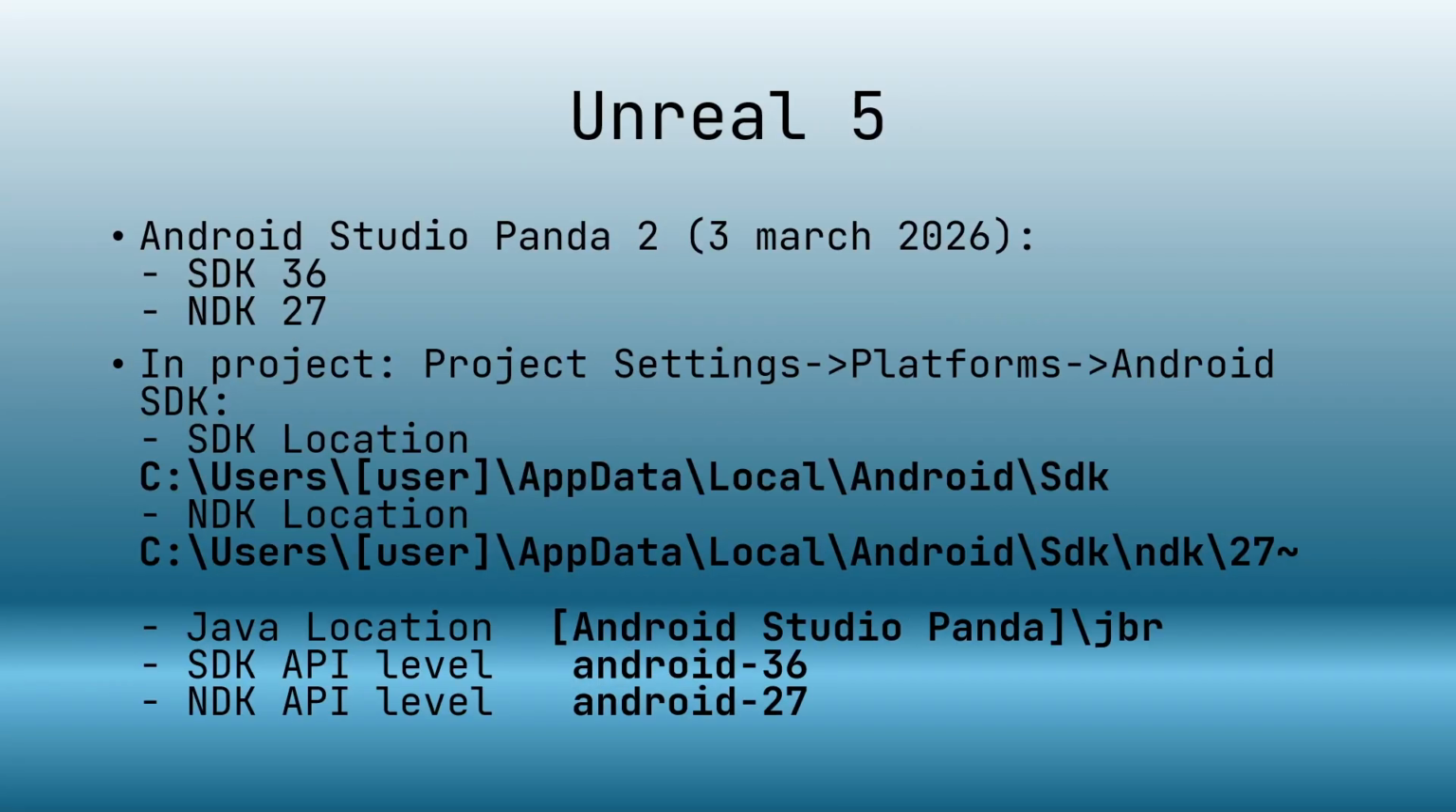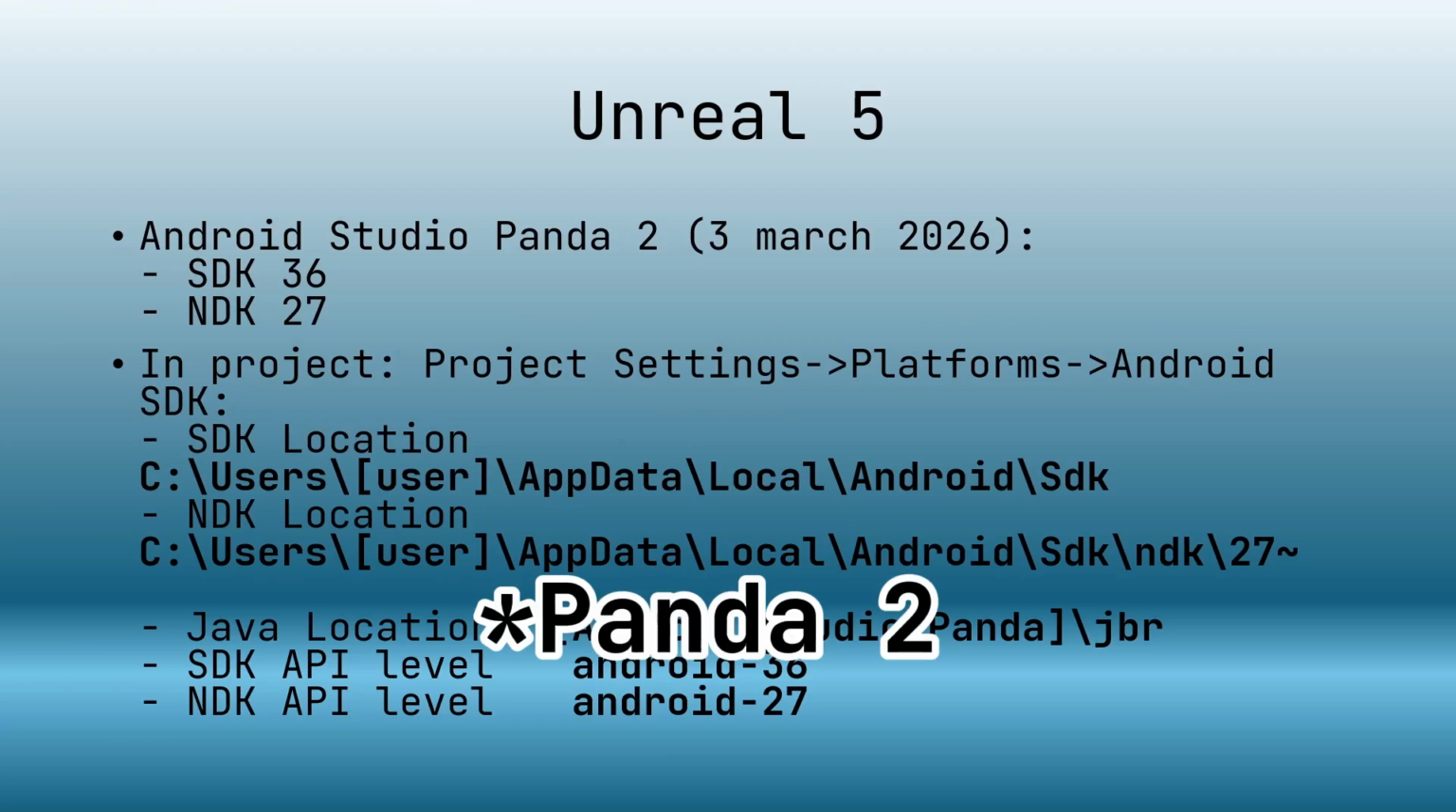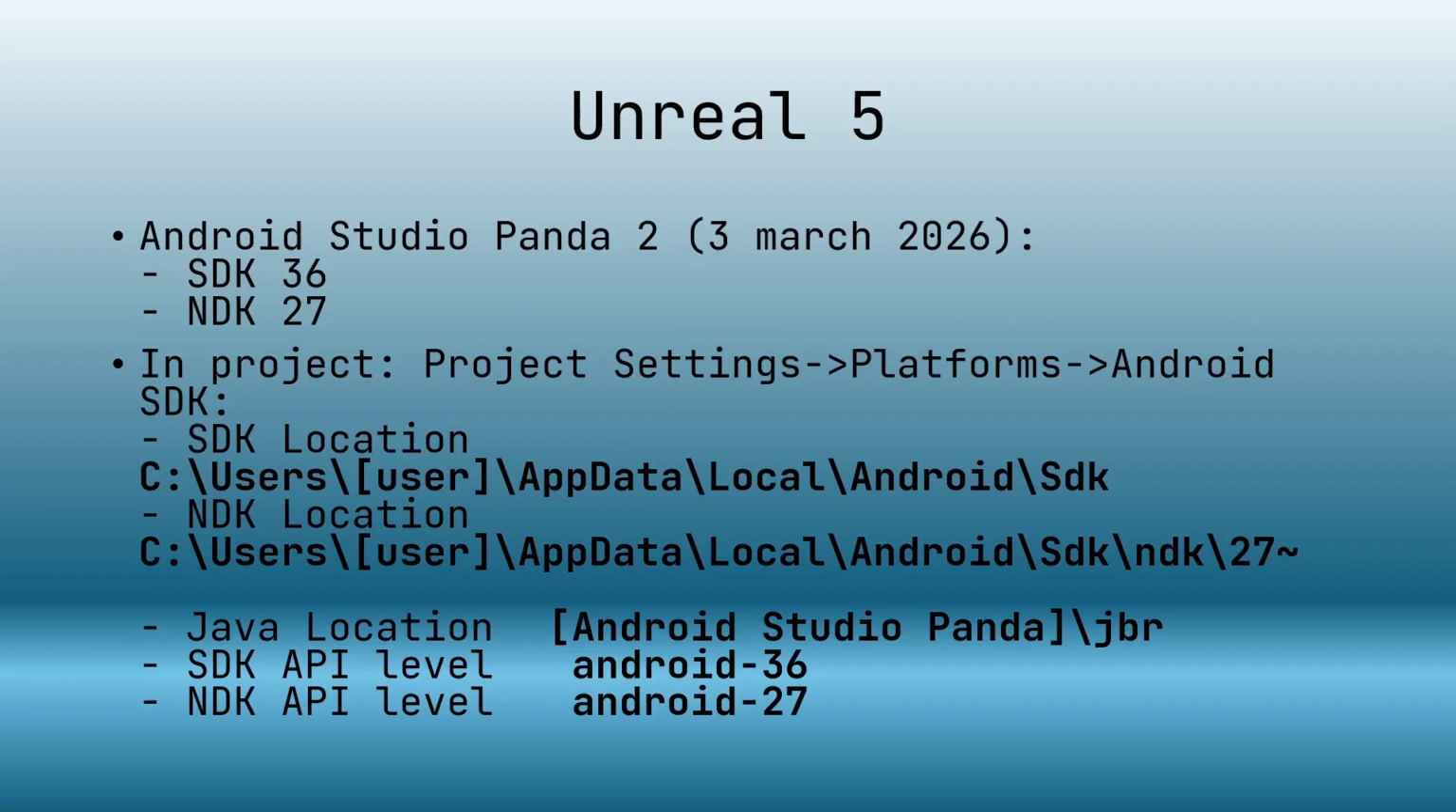Ready. For Unreal 5, we need Android Studio Panda 3. Inside of it, we will download NDK 27 and SDK 36. Add the NDK, SDK, Java directories and target SDK, NDK inside Project Settings Android SDK. Ready.